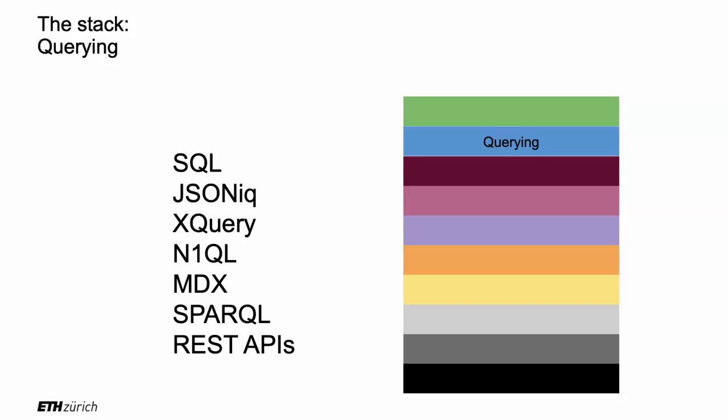JSONiq is a query language for trees, just like SQL is a query language for tables. That's the way I would put it. MDX is a query language for cubes, and SPARQL is a query language for graphs, right? So you see you have query languages for all kinds of data shapes. This is why I told you the shapes are important, because they have an impact on the language you are going to use. REST API, I will talk about today.